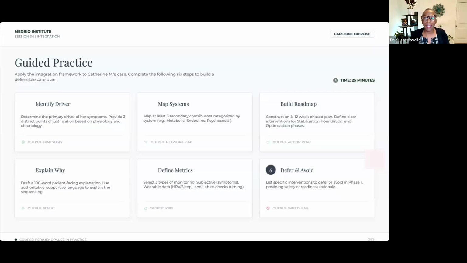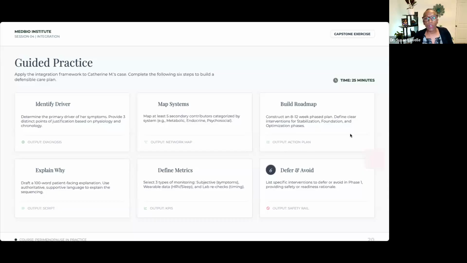And this is your exercise. What you'll do for any case coming in, first, you want to make sure that you identify the driver. What is it? What is the major issue that is going on with this particular person? Is it her HPA axis? Is it her hormones? Is it her gut? Is it whatever it might be? What is that primary driver? Is it her sleep, or whatever it might be? Then map the extra systems that might be contributing and making things a little bit worse.